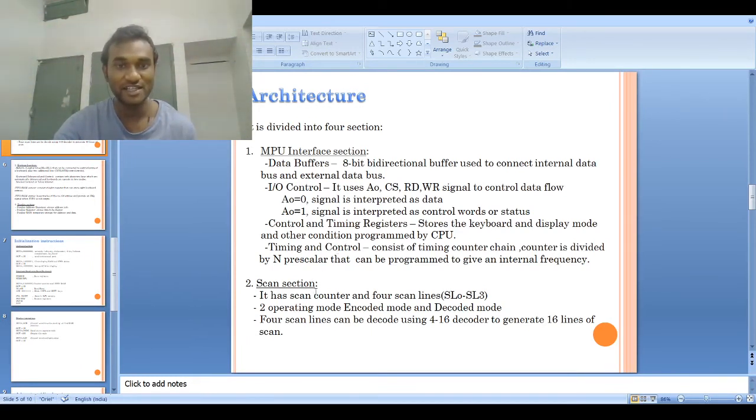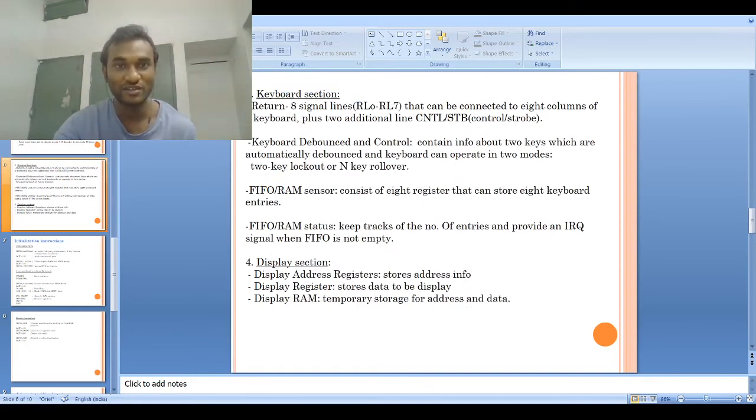Scan section: it has a scan counter and 4 scan lines, SL0 to SL3, and it has 2 operating modes, encoded mode and decoded mode. The 4 scan lines can be decoded using a 4 to 16 decoder to generate 16 lines of scan. Then the keyboard section: in it the return part has the 8 signal lines that can be connected to 8 columns of the keyboard and takes eight inputs at one time. It has two additional lines, control and strobe.